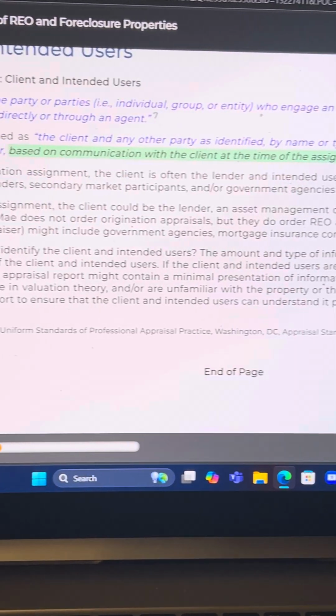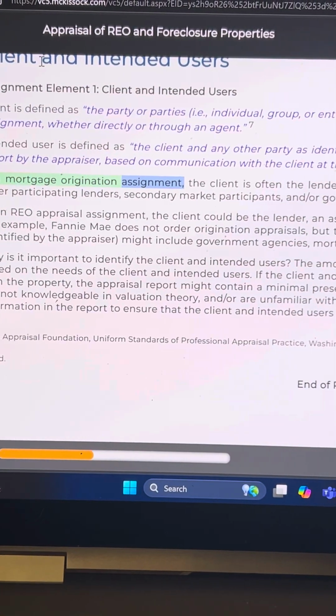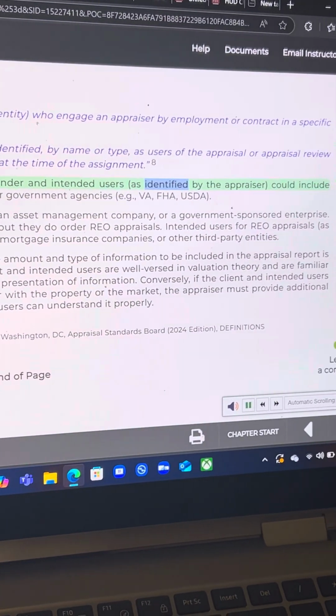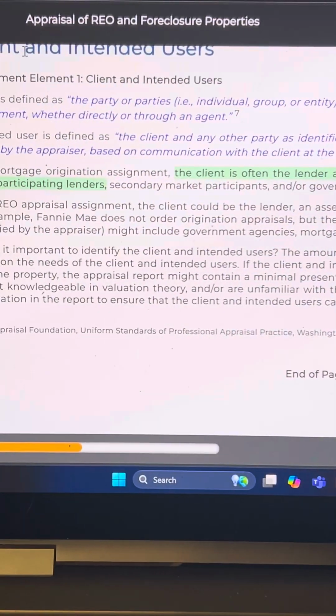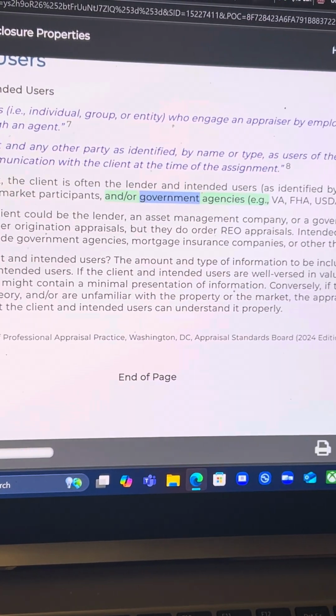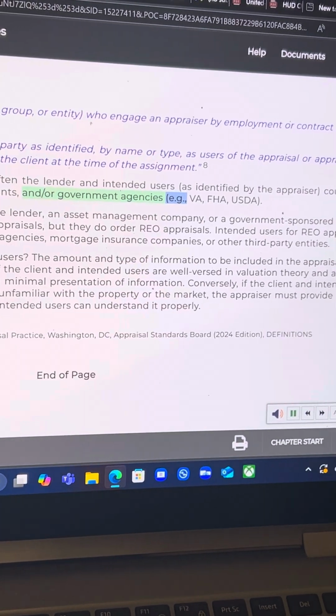the assignment. In a mortgage origination assignment, the client is often the lender, and intended users, as identified by the appraiser, could include other participating lenders, secondary market participants, and/or government agencies, for example the FHA, USDA.